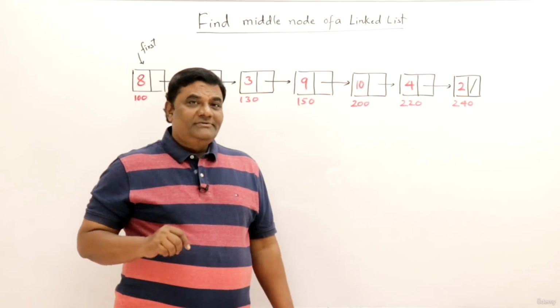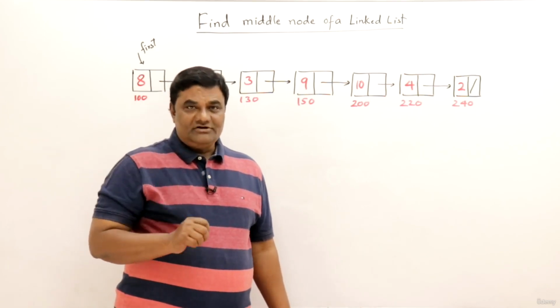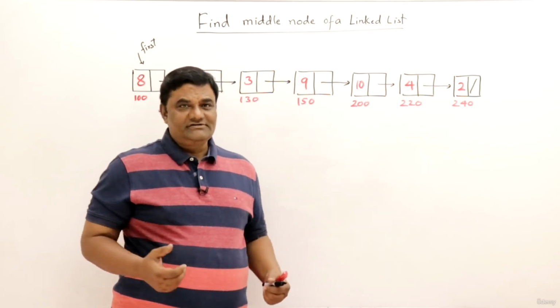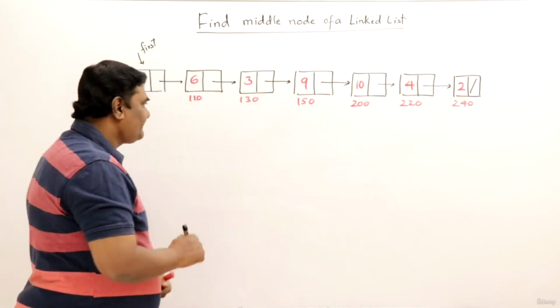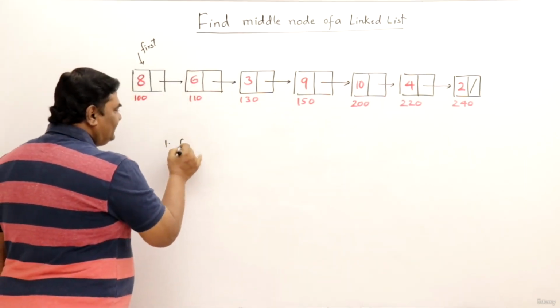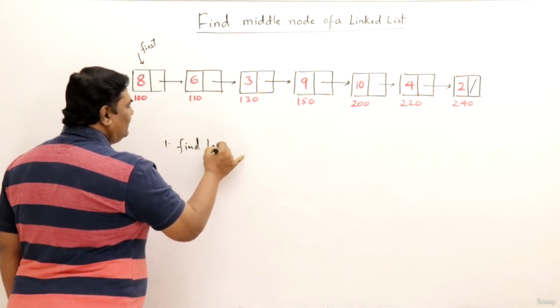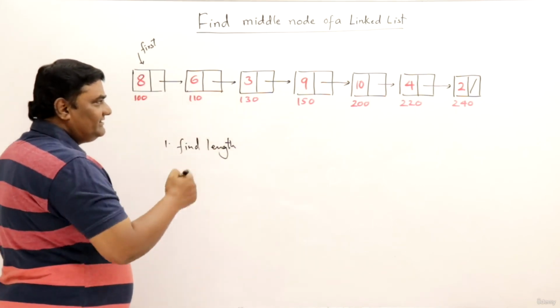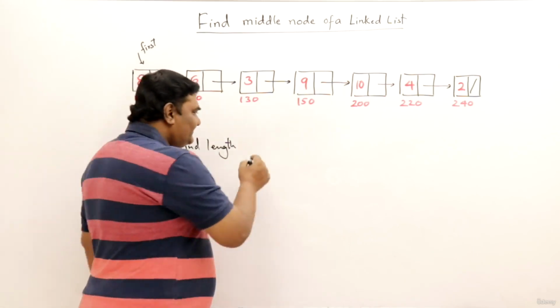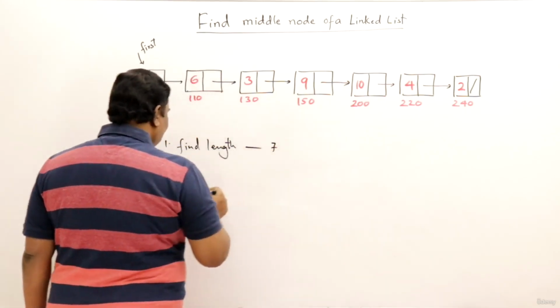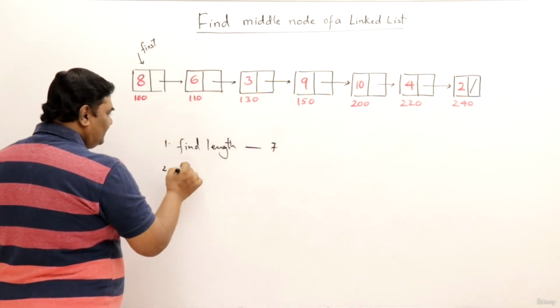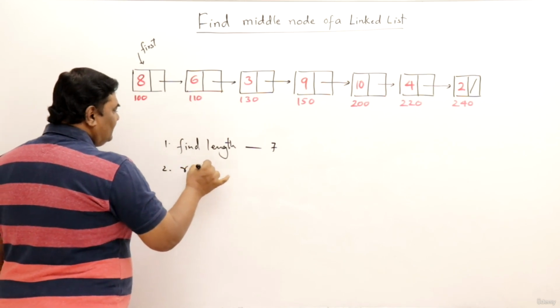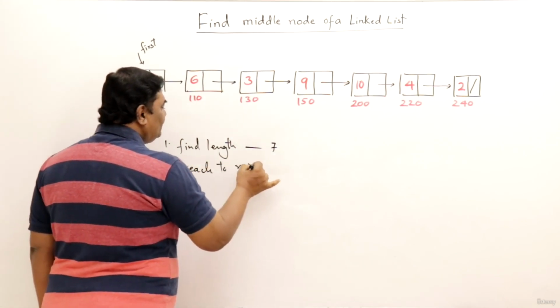Now, what should be the procedure for reaching the middle node? There can be more than one solution. First solution: find the length. We already know how to find the length of a linked list. We have already seen the procedure. Once you know the length, suppose the length is 7, then reach the middle node.